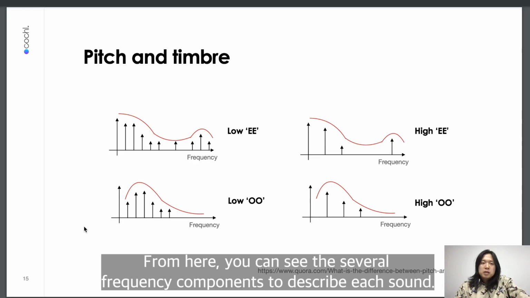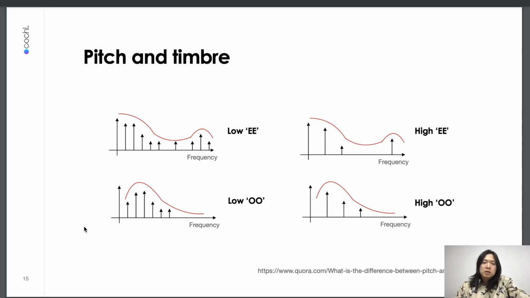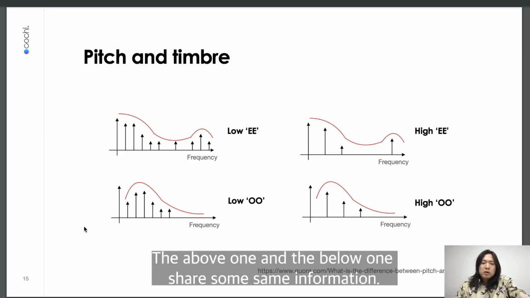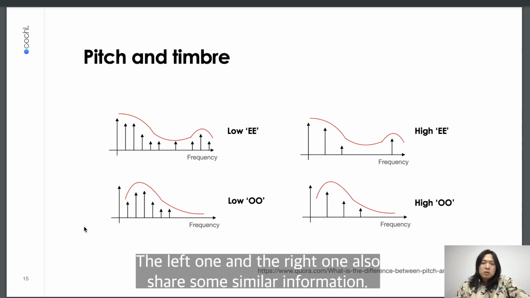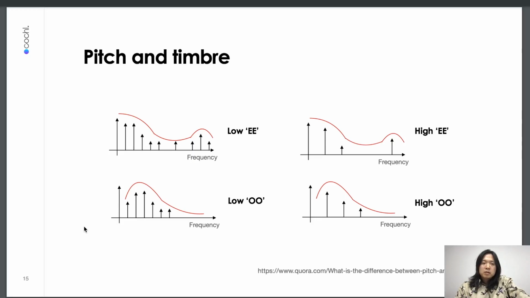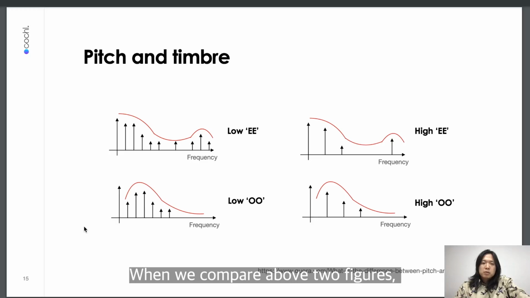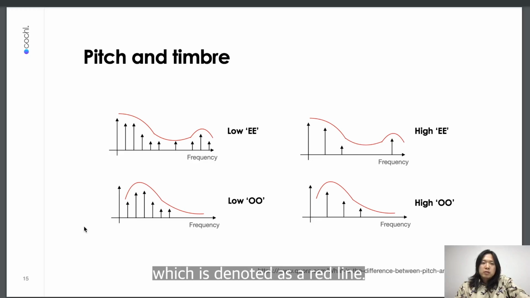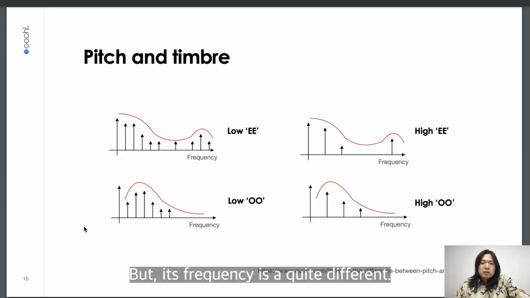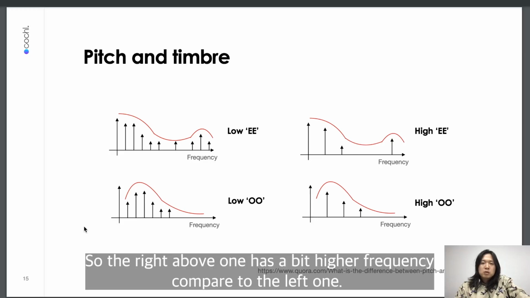From here, you can see the several frequency components that describe each sound. The above one and the below one share some of the same information, and the left one and the right one also share some similar information. When we compare the above two figures, they have a similar spectral envelope, which is denoted as a red line, but each frequency is quite different. So the upper right one has somewhat higher frequencies compared to the left one.